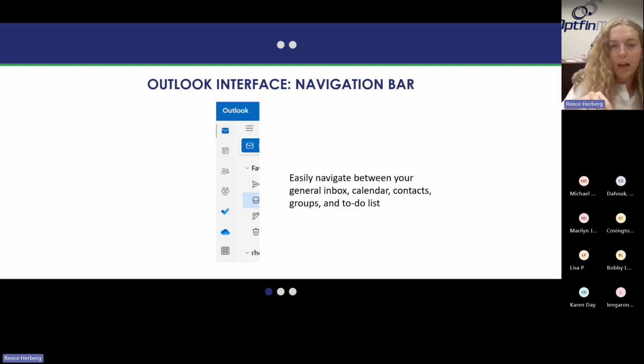So I really want to touch on this. This is the left navigation bar. I'm going to be referring to this a lot throughout today's presentation. This is where you're going to find your inbox, your contacts, your groups, your Microsoft To Do, which we're going to touch on how you can start to utilize later, your OneDrive and other apps. So during the presentation today, when I refer to that left navigation bar, this is where I want your eyes to be on your screen. And again, it just helps you navigate through your inbox easier.